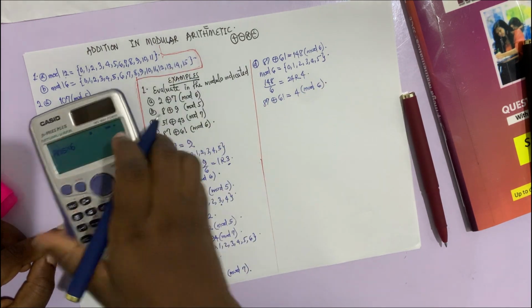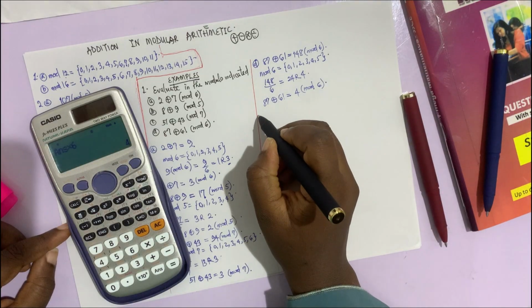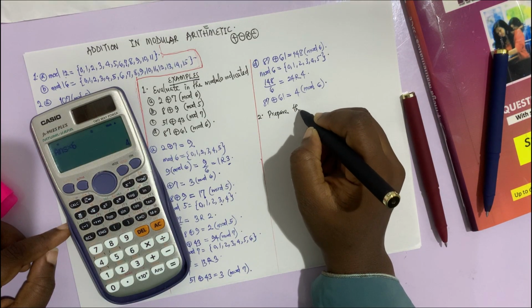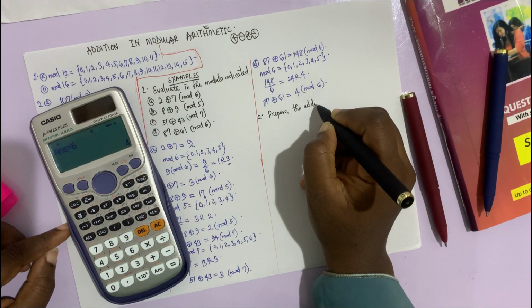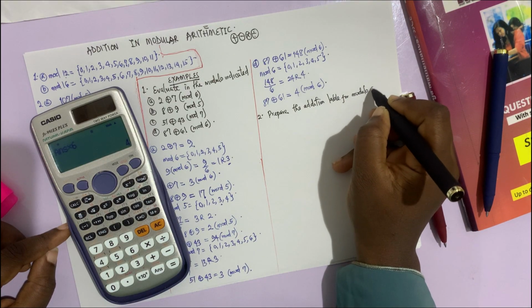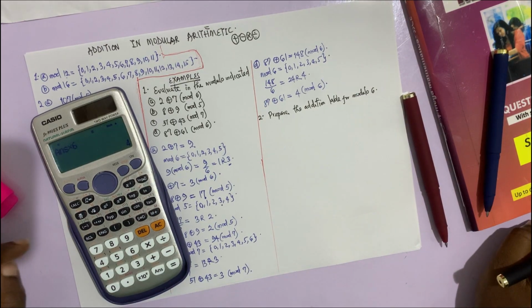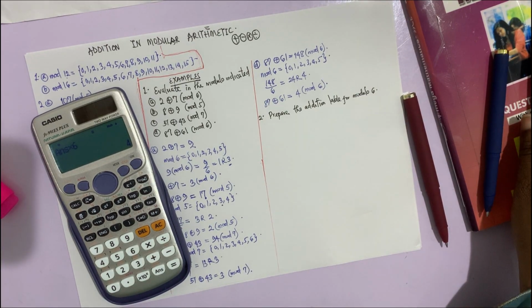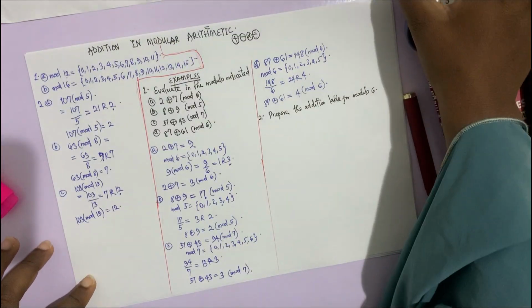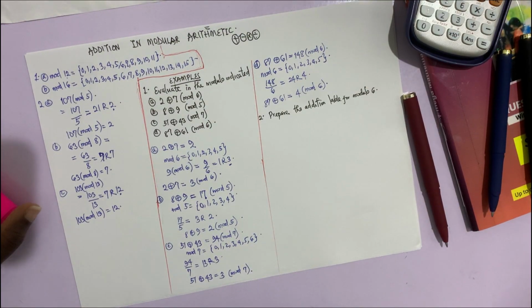So let's take one more example. Question 2. Prepare the addition table for modulo 6. How do we do this? You are familiar with our regular multiplication table, usually at the back of exercise book notes. So basically that's what we want to do here.